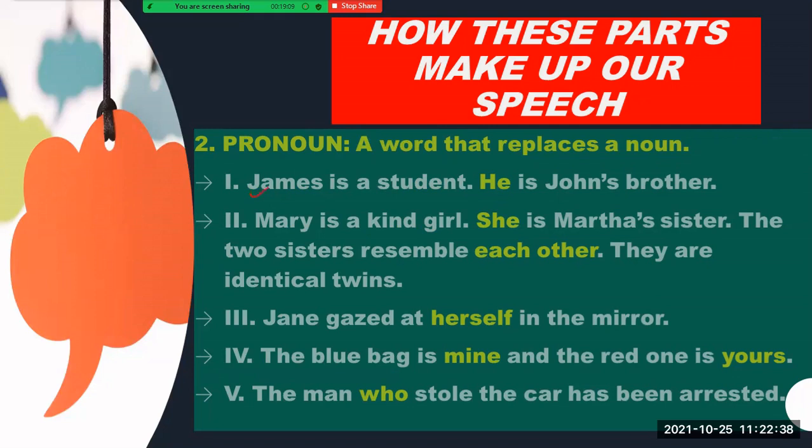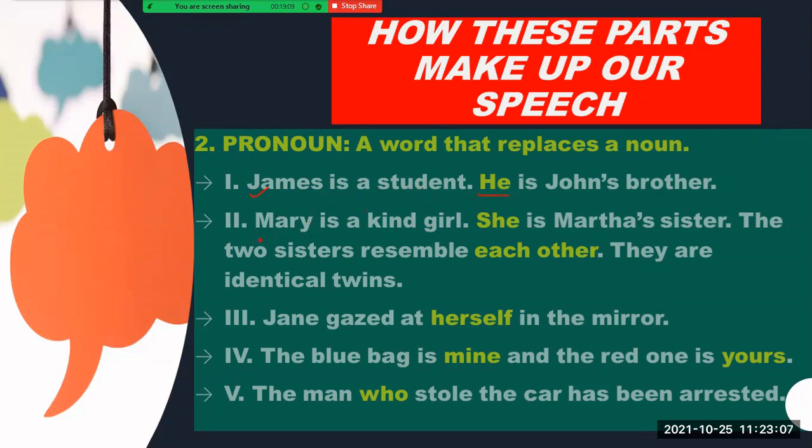James is the name of a person, so James is a noun. And if we want to say something more about James, a pronoun helps us to avoid repeating the name of James. So James is a student, and instead of saying that James is John's brother, we can say he is John's brother. So this is the pronoun here. This is the pronoun. All right.